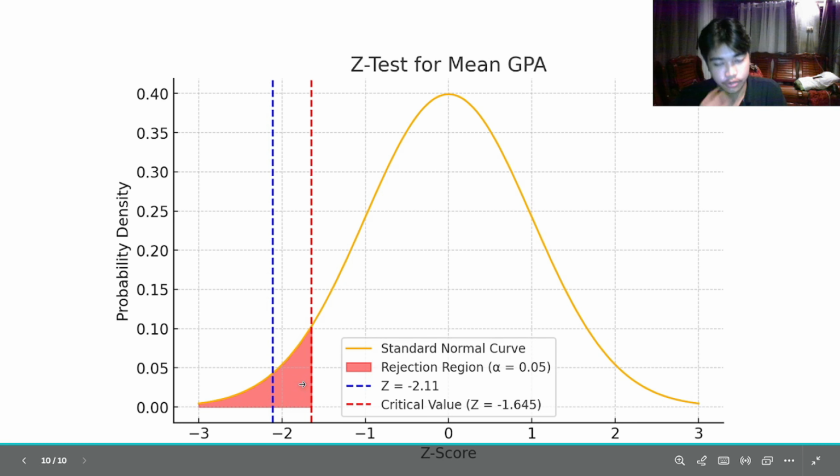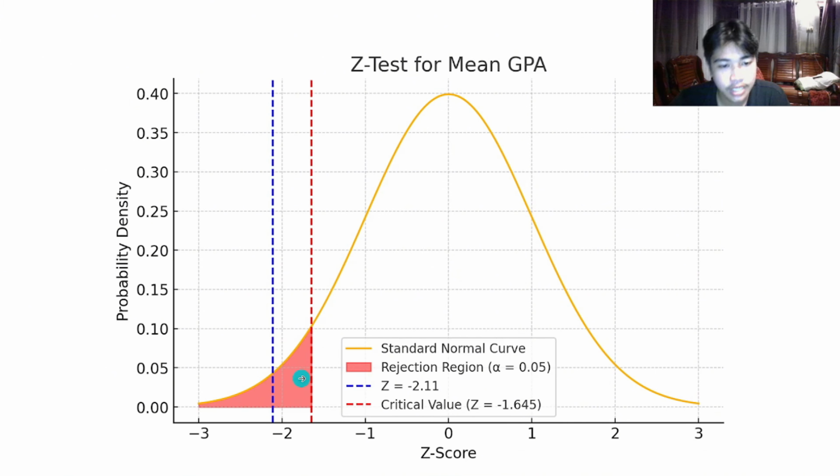Therefore, we are going to decide that we are going to reject the null hypothesis, and we can conclude that there is enough evidence to support the claim that the average GPA is 3.5.